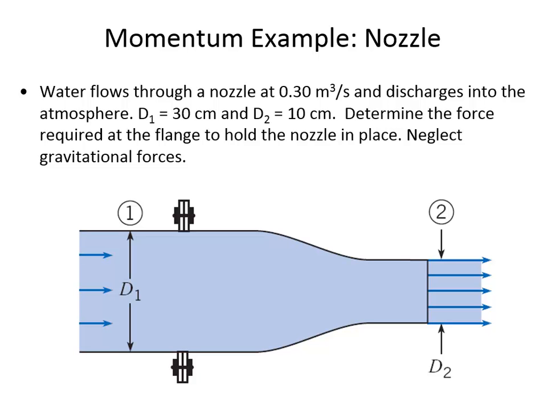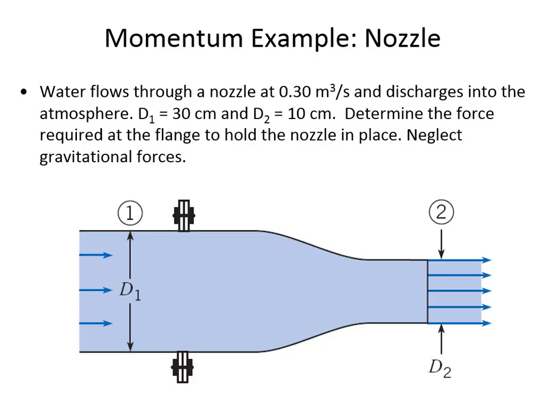We can find the velocities at 1 and 2. The velocity at 1 will be the flow rate divided by A1. Okay, so 0.3 cubic meters per second divided by the area at 1. And we find the velocity at 1 is 4.24 meters per second. And we can find the velocity at 2 in the same way. And the velocity at 2 is 38.2 meters per second.